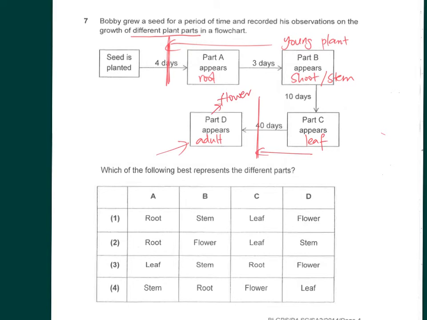So in this case, what could the answer be? Part A, root, yes. Part B, the stem. Part C, the leaf. And lastly, the flower. So the answer has to be 1.